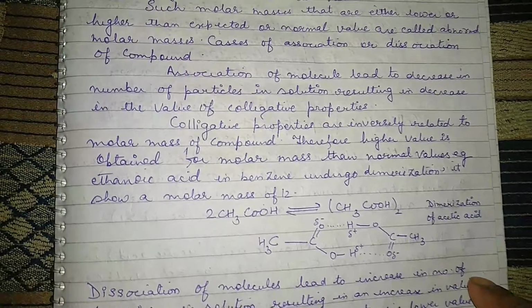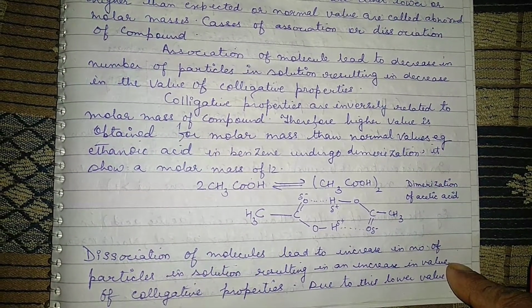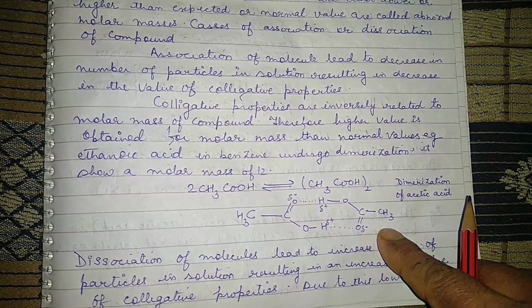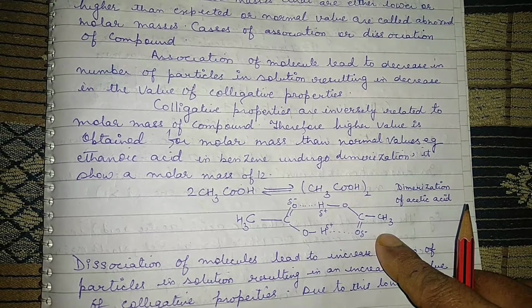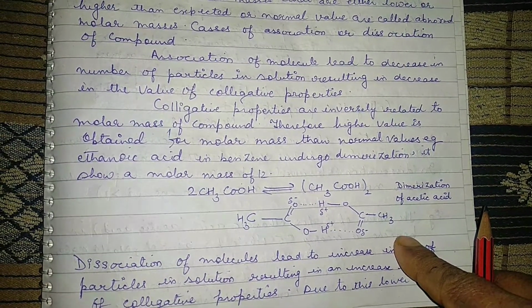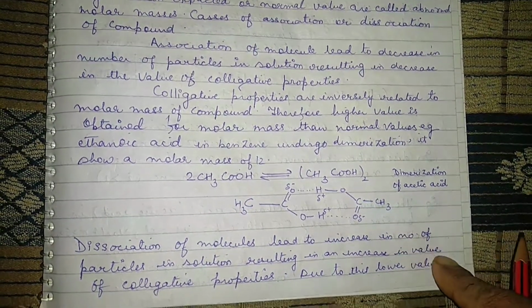Here you can see I have given an example of acetic acid, CH3COOH, which dimerizes. And here you can see in the dimerization what happened. There is hydrogen bonding between oxygen and hydrogen, where oxygen is an electronegative element and there is a partial negative charge over the oxygen atom and a partial positive charge over the hydrogen.